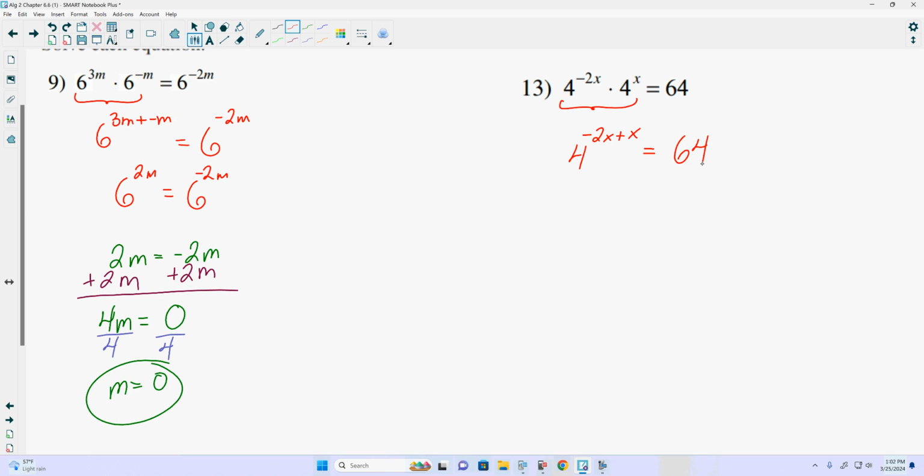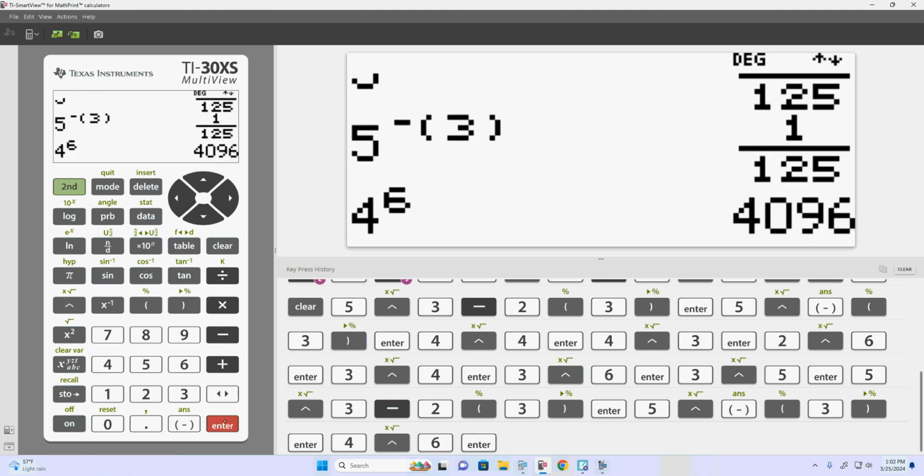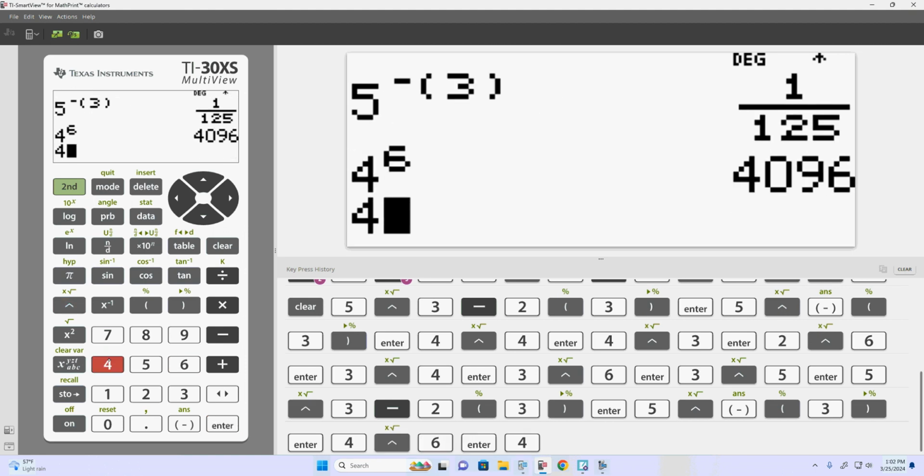And since the bases are both the same, we can set the exponents equal to each other, yes? Well, our bases are what? 4 and 64. But it would be nice if both of the bases were 4, yes? Can we rewrite 64 as 4 to a power? And what would that power be? 3.